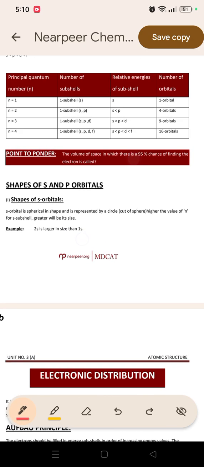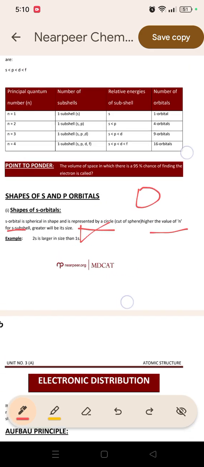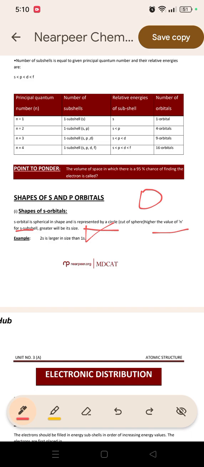S is spherical in shape, and it is represented by a circle. The higher the value of n for the subshell, the greater its size. Here n is the number of the shell, so if the shell number is greater, the size also increases. In the S orbital, S stands for sharpness.